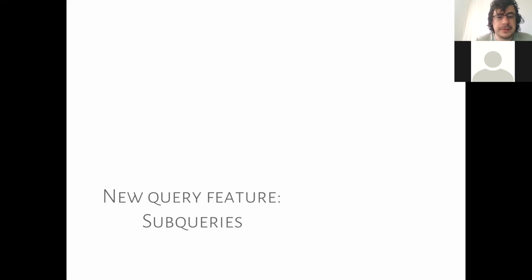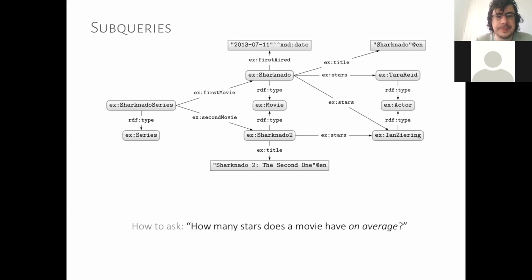Another feature that's new to SPARQL 1.1 is the ability to express subqueries. For example, if we wanted to ask how many stars does a movie have on average, we would count how many stars each movie has and then take the average across all movies. In this case, we would expect 1.5, in that we have 2 for Sharknado and 1 for Sharknado 2. So how do we express this query?